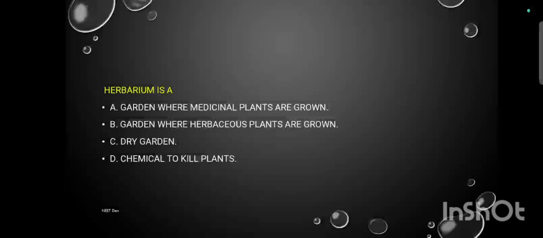Question. Herbarium is a? Option A, garden where medicinal plants are grown. B, garden where herbaceous plants are grown. C, dry garden. D, chemical to kill the plants. So the answer is dry garden.